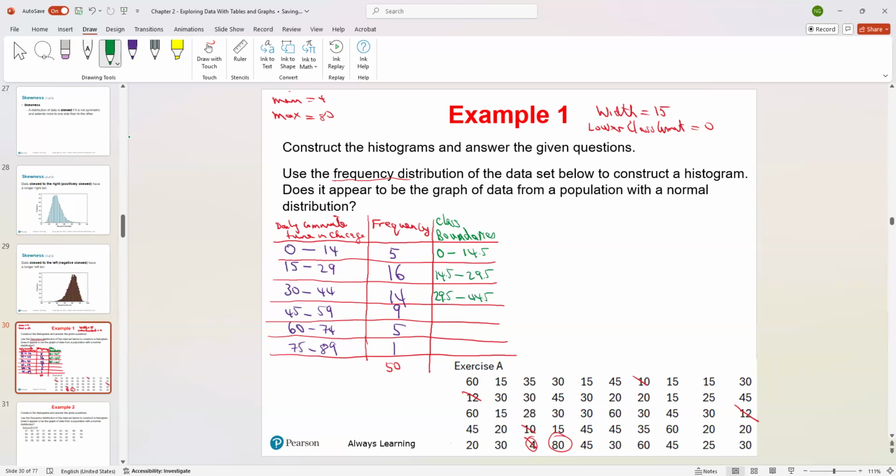44.5, 44.5, 59.5. Instead of 60, we have 59.5, 74.5, 74.5, 89.5. The reason why we construct that column is because of how we construct our histogram.